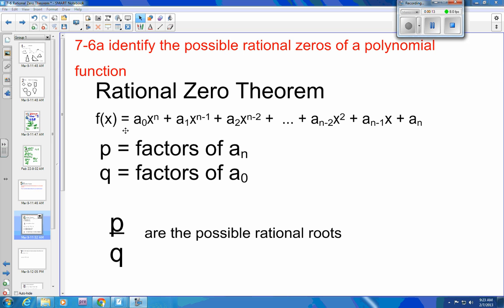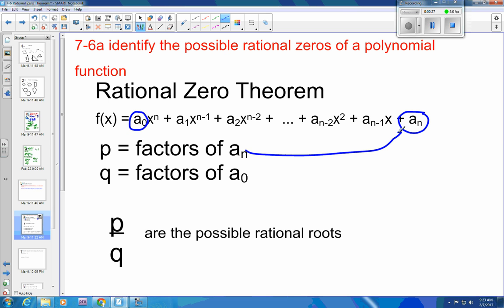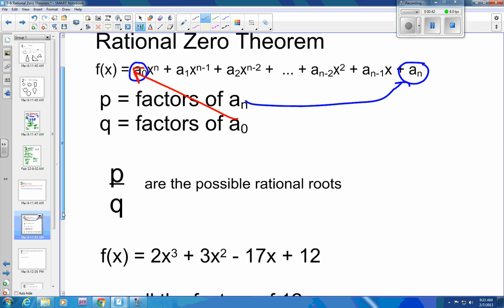So the rational zero theorem states that if you've got this big ugly polynomial here, and we look at our first coefficient and our last coefficient, and we call P our last coefficient, and we call Q our first coefficient, and we take all of the possible factors of P over Q, those are the only possible things that will work for roots.